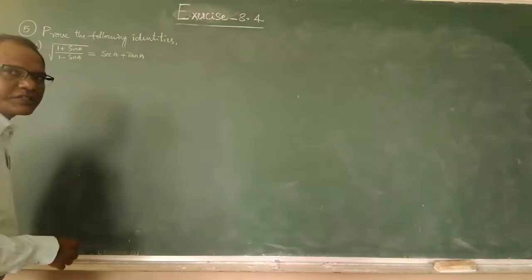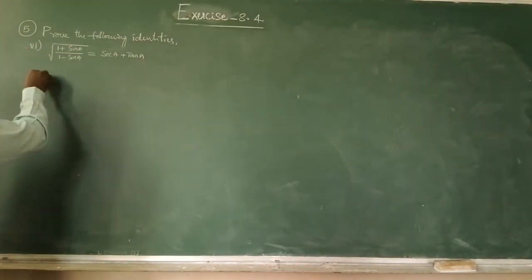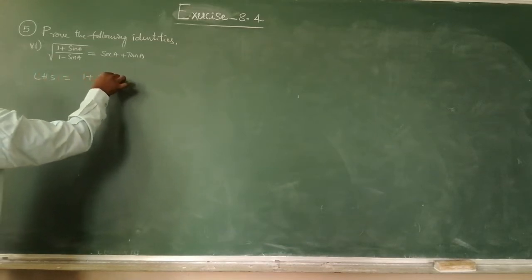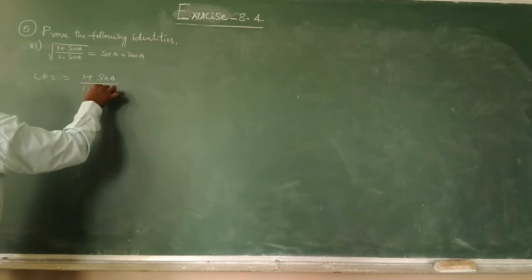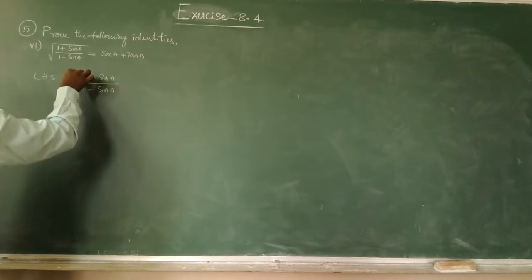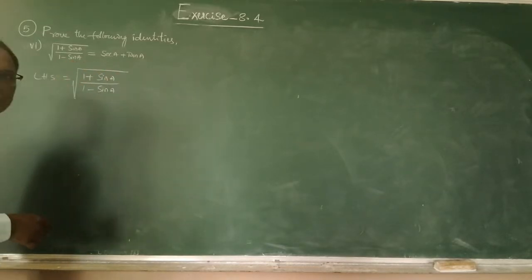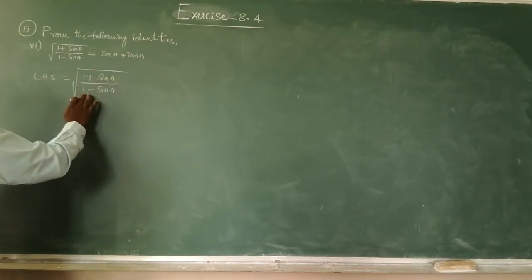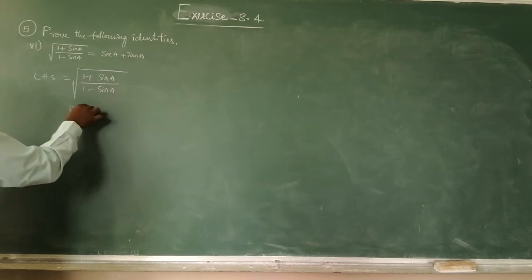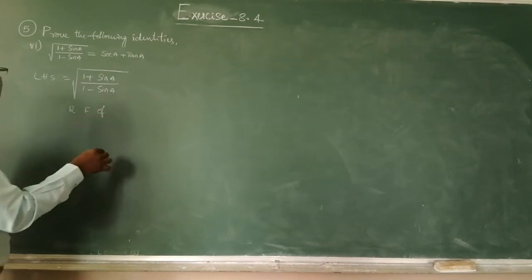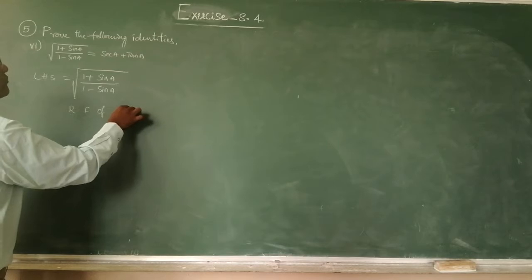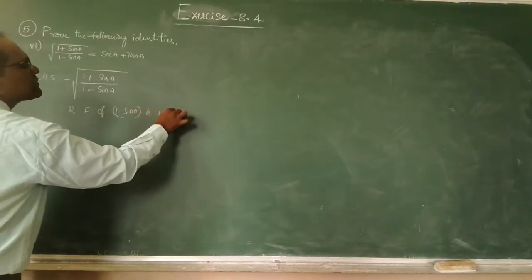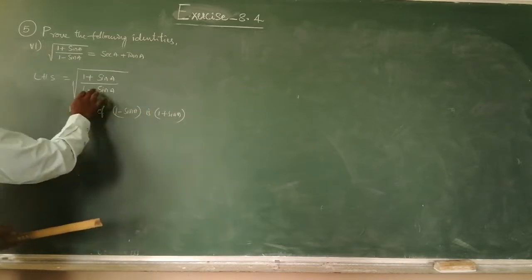First of all, we take the LHS. Therefore LHS equals the square root of 1 plus sin a by 1 minus sin a. Here we take the rationalizing factor of the denominator. What is the denominator? 1 minus sin a. Its rationalizing factor is 1 plus sin a.